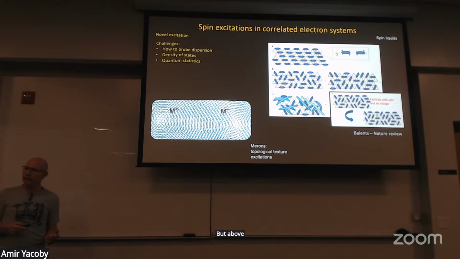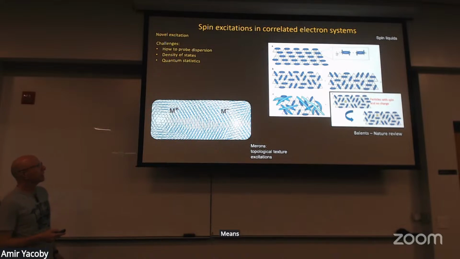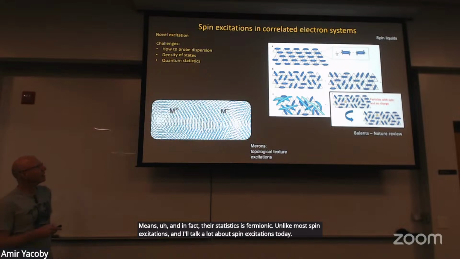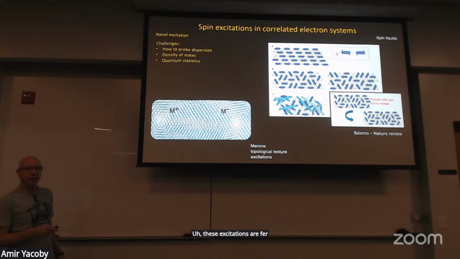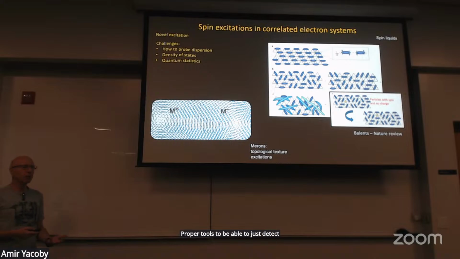But above the ground state, this system has excitations. In fact, one of the types of excitations that exists are spin excitations. They do not carry charge, so we won't be able to detect them through electrical means. And in fact, their statistics is fermionic. Unlike most spin excitations, and I'll talk a lot about spin excitations today, these excitations are fermionic and not bosonic. And again, we really lack proper tools to be able to just detect the spin properties of these systems when they're decoupled from charge.